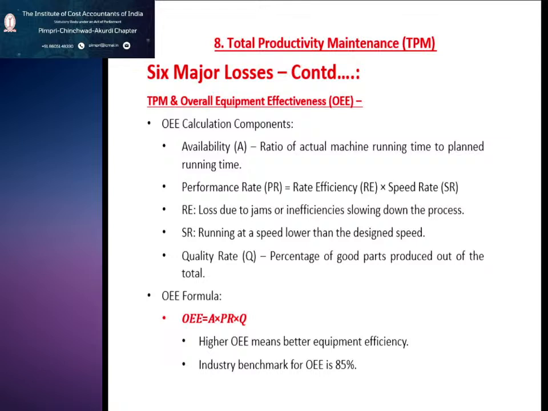So as a measurement tool for overall equipment effectiveness, the OEE formula is OEE = A × PR × Q. So A is availability, PR is performance rate, and Q is quality rate. In terms of understanding what the output of OEE means, a higher OEE means better equipment efficiency, and the industry benchmark for OEE that has been observed overall is to the tune of 85%, in the range of 80% to 90%, one can say boldly. So that's the industry benchmark of OEE.